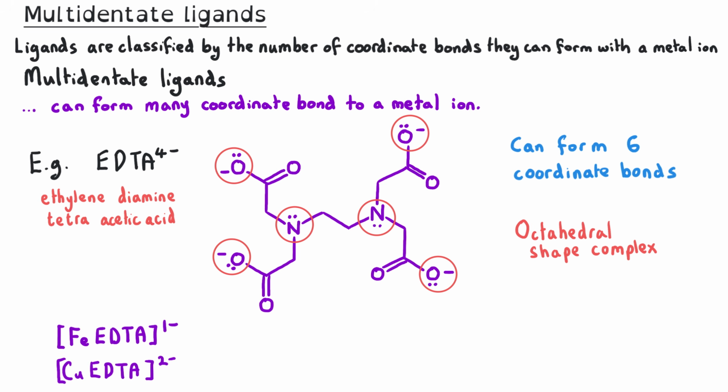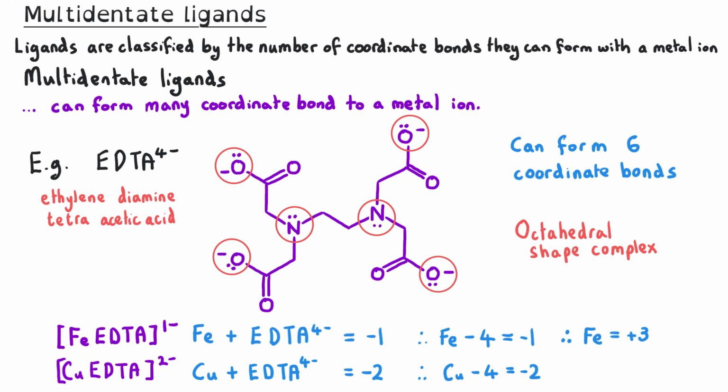You also need to be able to write formulae and equations working with complexes containing the EDTA ligand. For instance, we've got 2 formulae for complex ions here, one with an iron metal and one with copper. For the iron, the overall charge is -1, and so that means iron plus EDTA 4- will have a -1 charge overall. Therefore, iron -4 is equal to -1, and so the iron metal must have a +3 charge on this occasion.